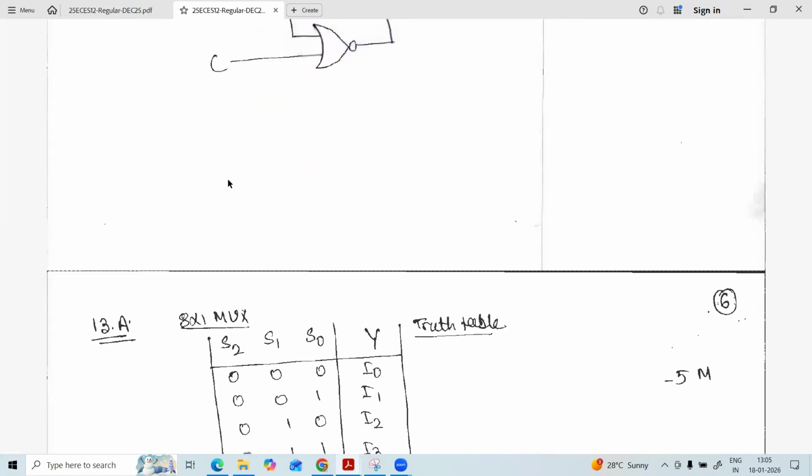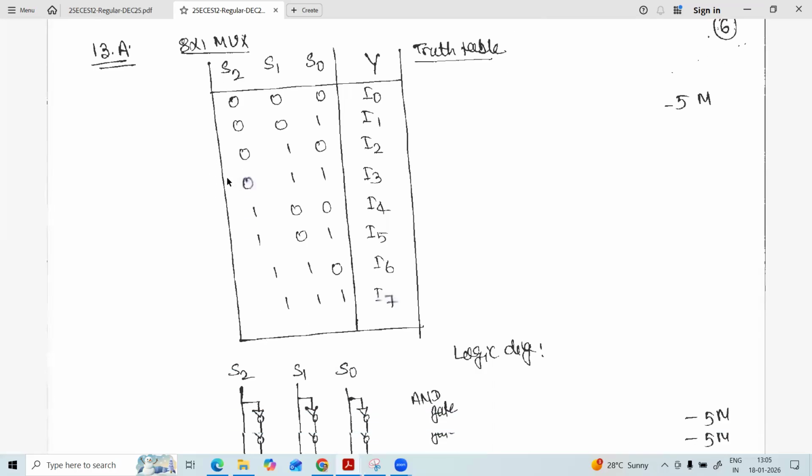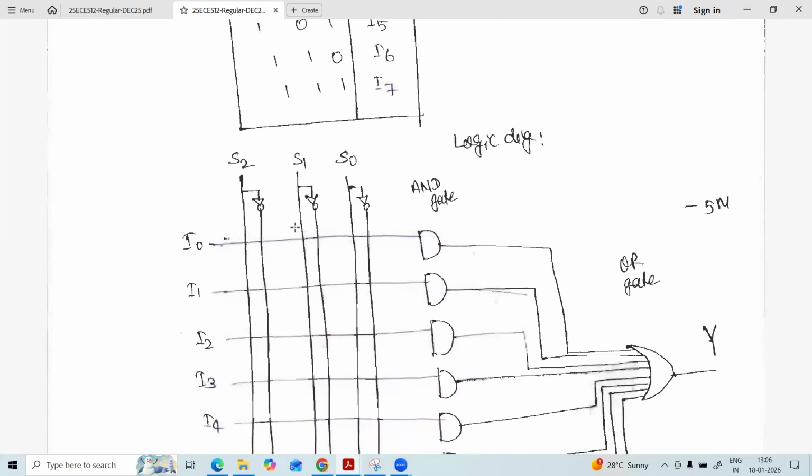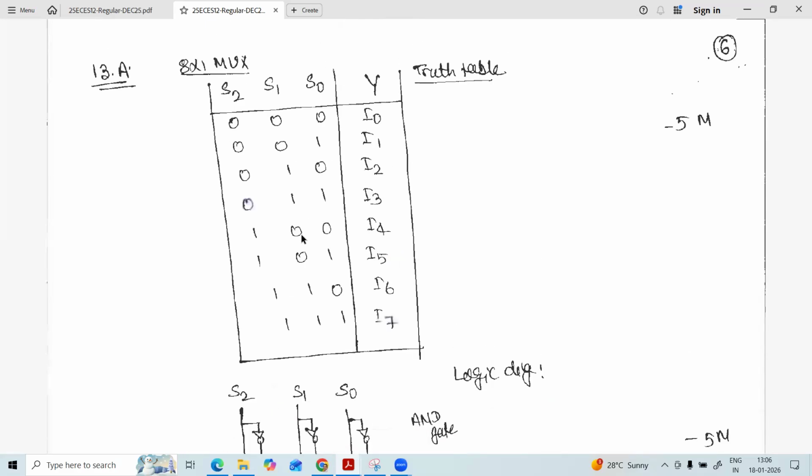In this, many people have made a good start, but they have drawn the truth table of the decoder also. And many people made the mistake of not giving the data input here. The data input is missing, but they have connected the selection lines. That is the main mistake.